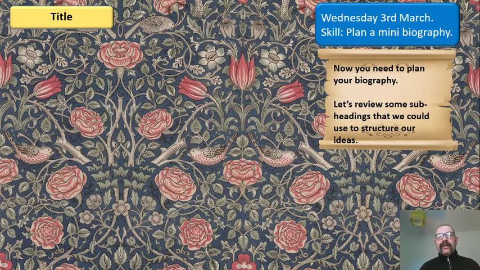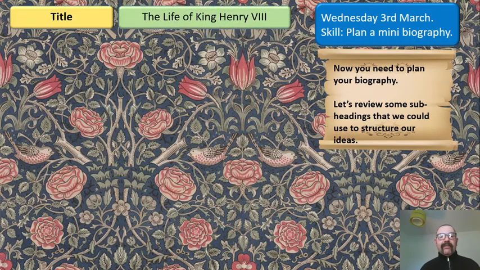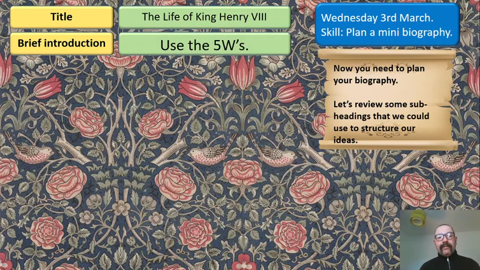Now your mini biography is going to need a title. I just came up with this one, The Life of King Henry VIII, which is quite straightforward. You might come up with something else. So you will need a title. You need a brief introduction. Usually with our writing, when we do a recount, we use the 5 W's: the who, what, where, why and when, and that's just a brief introduction about him.